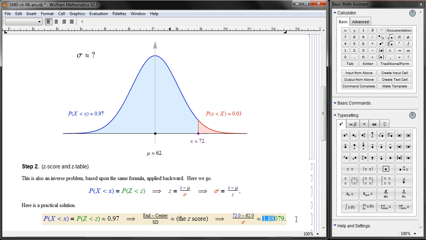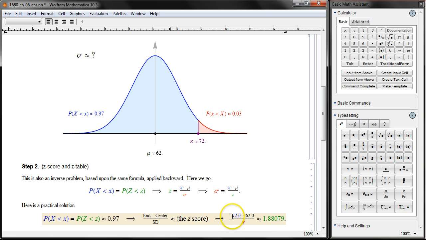If you do just the table method and some estimation. Of course, Mathematica can do better. Based upon something like 12 or 13 decimal digits, we end up with a little bit more accurate number. In reality, you're going to be using 1.88. All right, do you have an equation now?